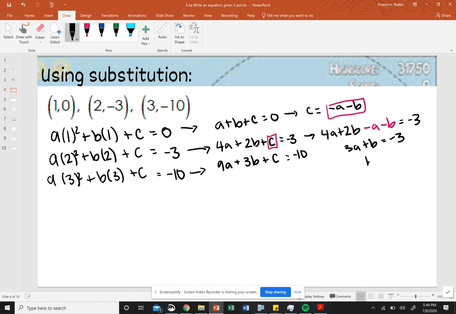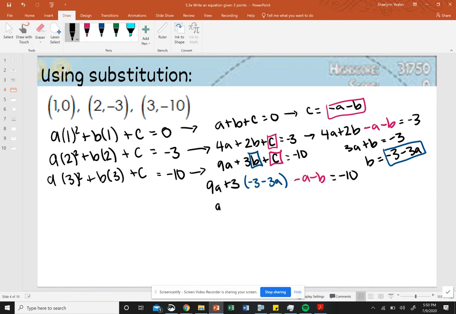So I'm going to solve for b, and I get b equals -3 minus 3a. Okay, so there's b. So now I'm going to plug in this for this b and the c for this c, and we're going to simplify. So we've got 9a plus 3, and then instead of b, I'm going to write -3 minus 3a. And then this is going to be plus, and then we've got my c. So I'm just going to put, instead of that, -a minus b equals -10. So now I need to simplify and solve.